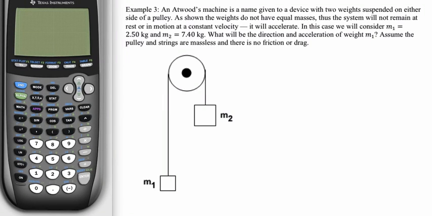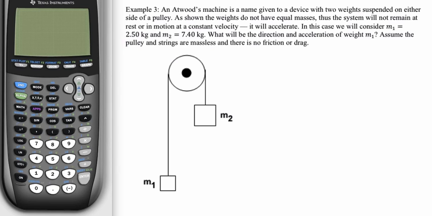Okay, in this example we have a basic Atwood's machine, which is just a name for a device that has two masses of equal, or in this case unequal mass, hanging to either side of a pulley, both masses hanging vertically. So we see here that we have the two weights suspended on each side, as I said, and it's shown that they don't have equal mass. So, as the problem states, the system will not remain at rest. So we'll see that, but you can take a minute and think about why that would be the case.